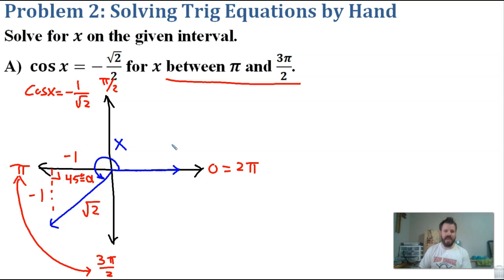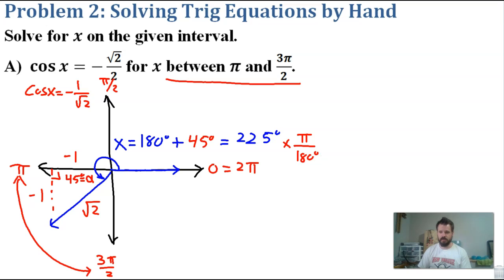For my answer then, my x, we want this angle in standard position, which in this case would be 180 degrees plus that 45 degrees we just found. So 180 plus another 45 gives us 225 degrees. That's in degrees. I want an answer between pi and 3 pi over 2, in other words, an answer in radians. So I'm going to finish by converting that. We'll multiply by pi over 180 degrees, and I know that's equal to 5 pi over 4.